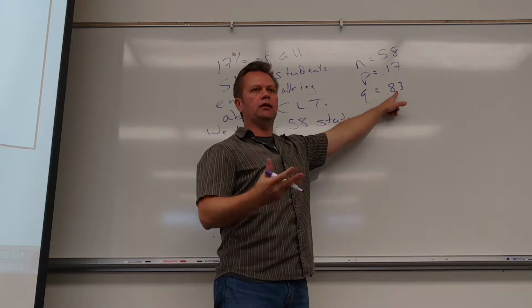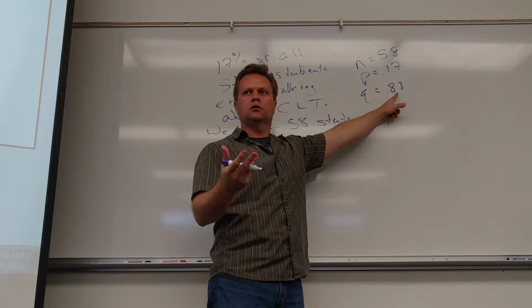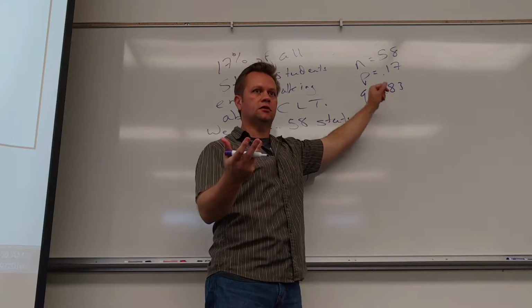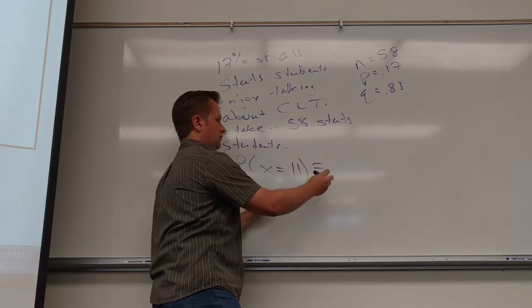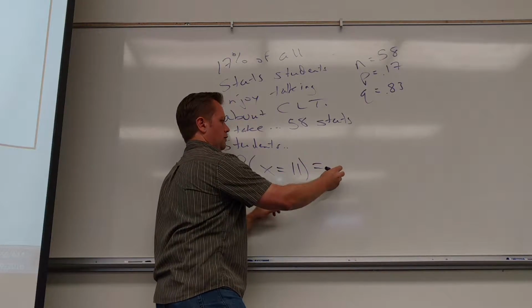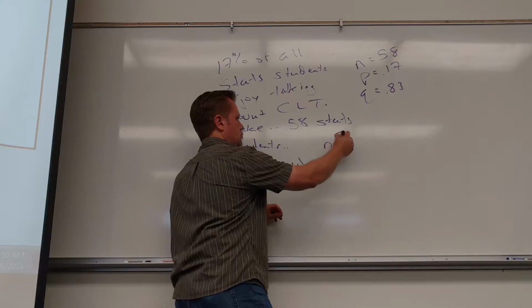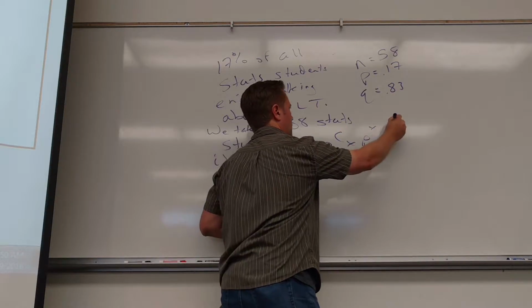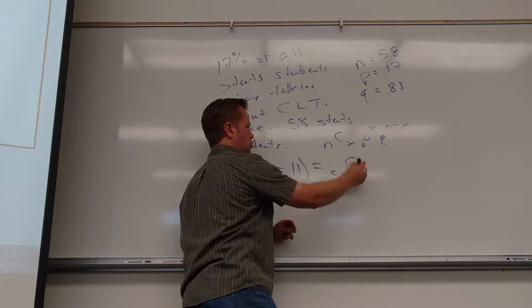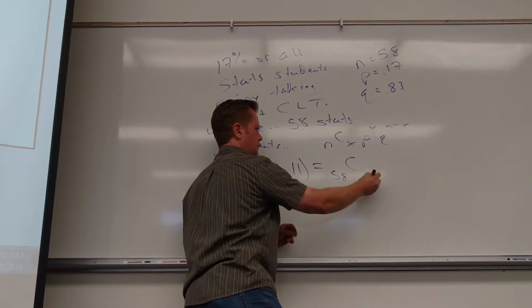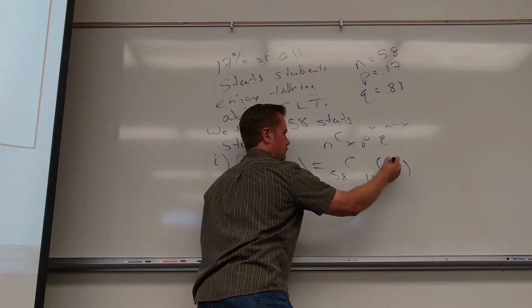And how did you get 0.83? Where'd that come from? Must be everybody else, right? I like it. And then, so how do I set this up? The formula is n choose x, p to the x, q to the n minus x. 58 choose, yeah, so I got 58 students. I want to choose 11 of them to do this.